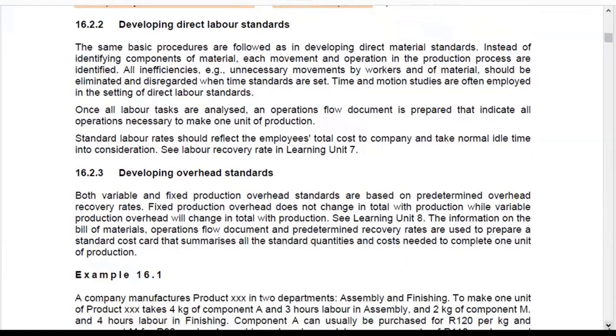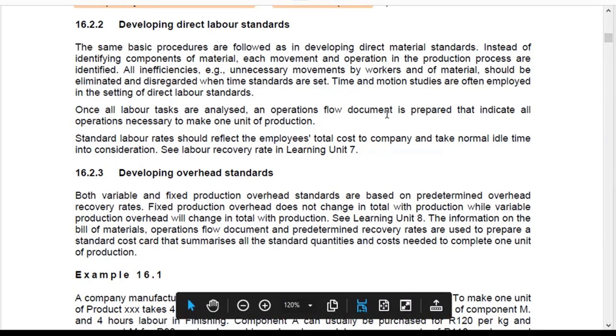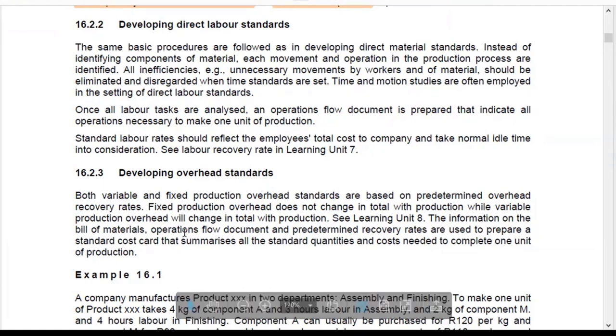Okay. Same thing with direct labor. It's the same procedure. You look at the process. You identify inefficiencies. Workers come with efficiencies or inefficiencies, meaning you start looking at the movement of your workers. Do they come in late? Do they know what they are doing? Do they idle a lot? You find that sometimes at offices, people are always taking smoke breaks instead of working. How much time do they actually take to work? How much time are they actually productive?